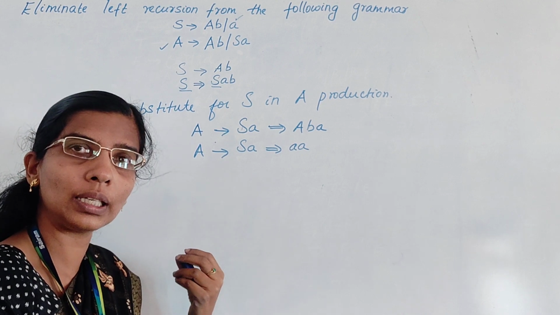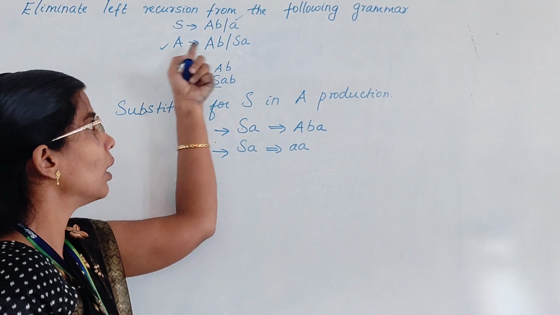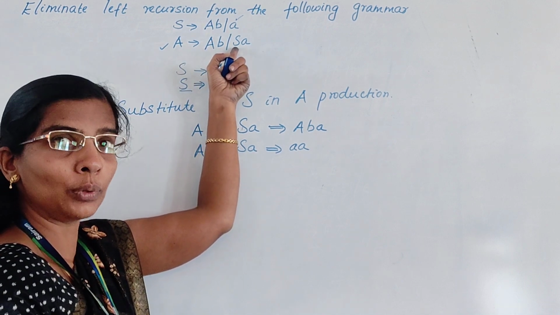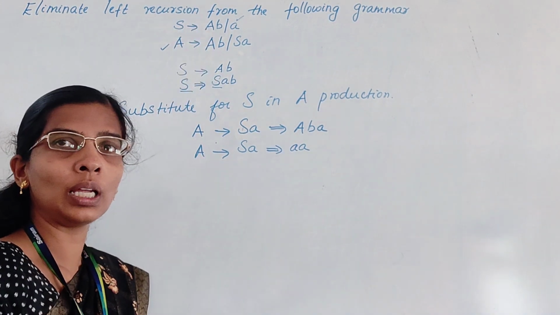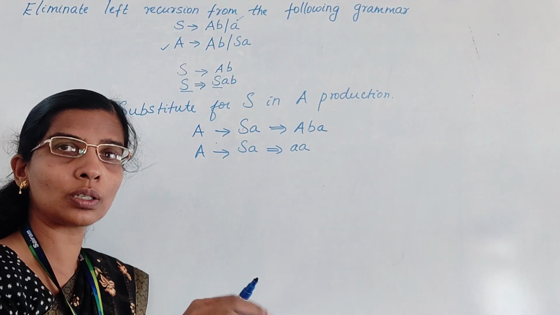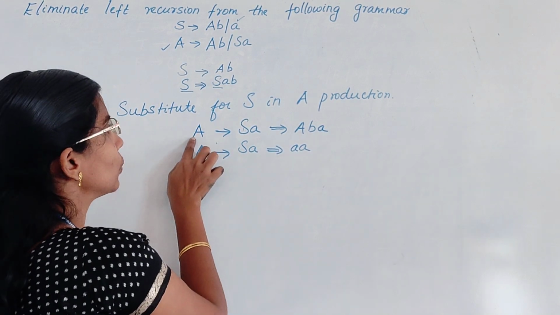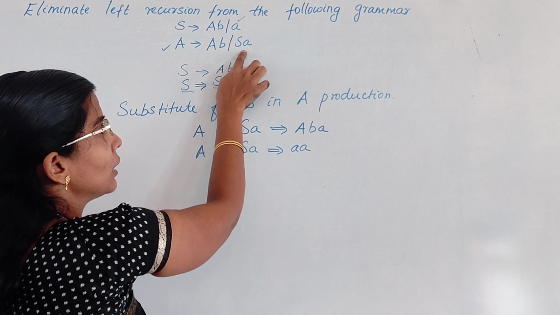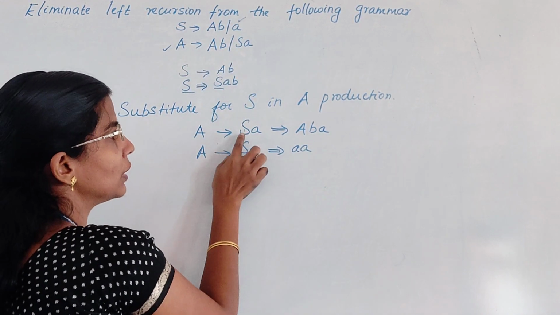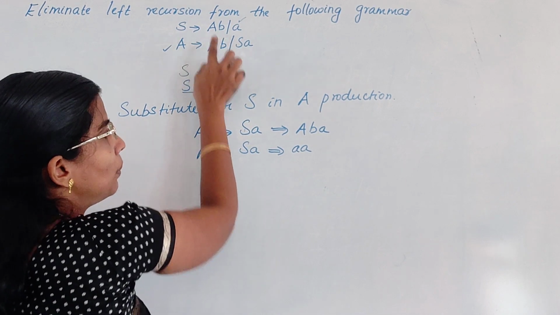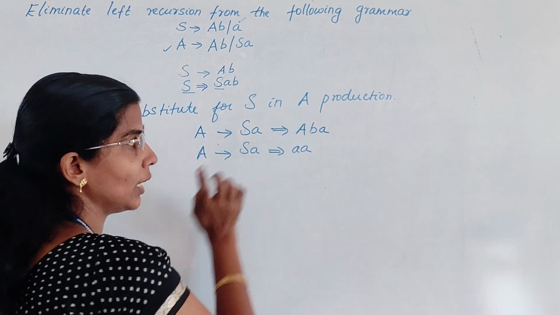I'll repeat, what am I doing? To avoid this indirect left recursion, in the second rule, for this S, I am doing substitution. And you know, when you check the first rule, S has two productions. So one by one, I substitute both, I find the answer. So A tends to S, I have written. For this S, first substitute this AB. So AB, here you have an A already.